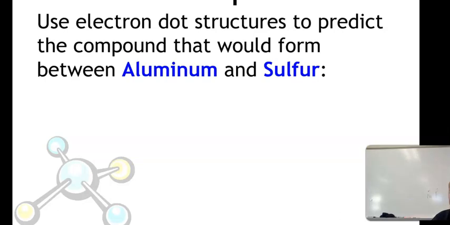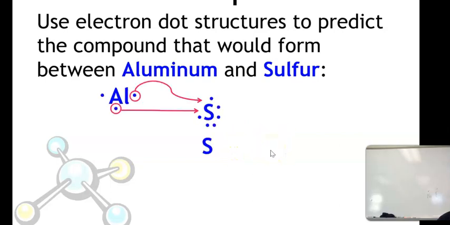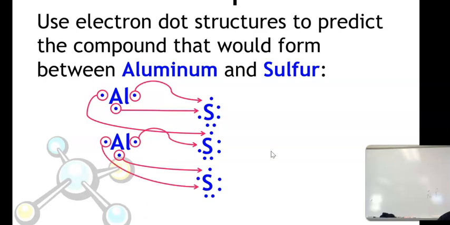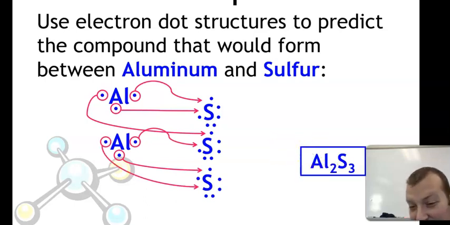You ready for a tough one? Here's a tough one. Aluminum and sulfur. If you need to pause the video, pause the video. I'm going to go over the answer. Wow, you needed 2 aluminums and 3 sulfurs. Like I said, if you like the charges, go for the charges. If you like the dots, solve these questions doing the dots.